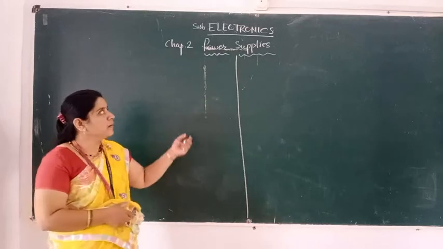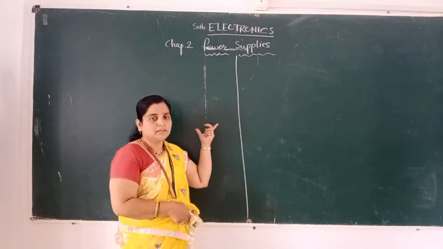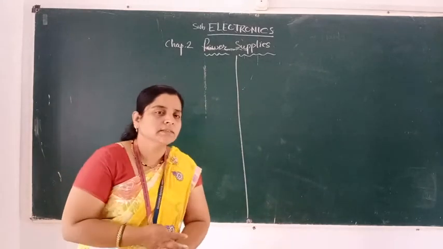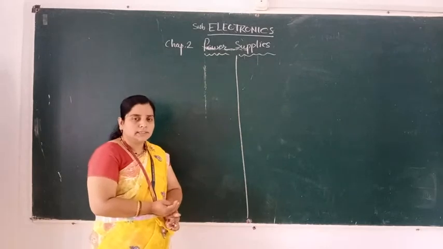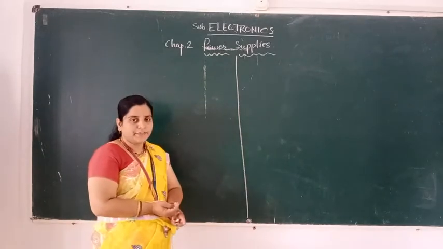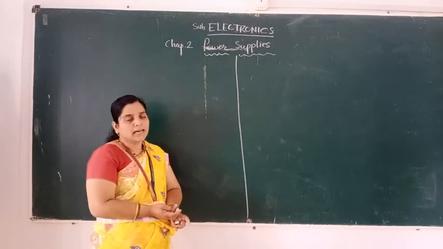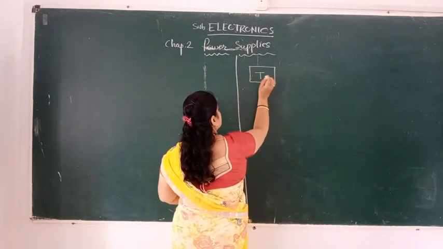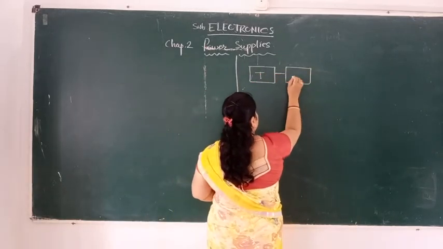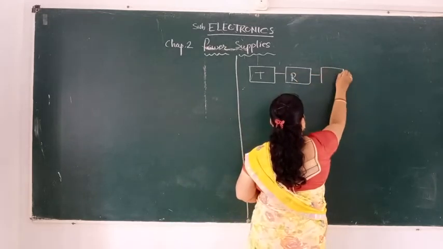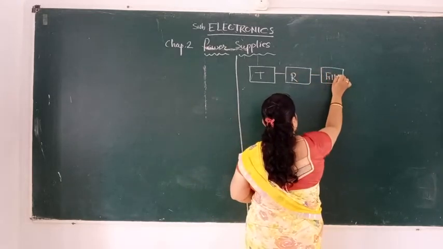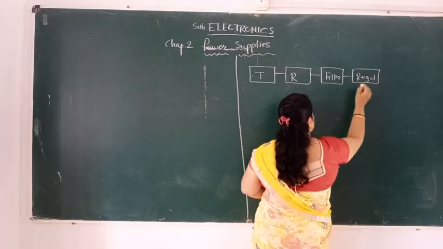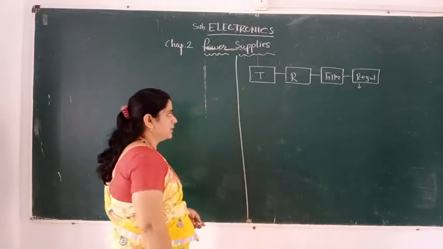We have started the power supply chapter, the second chapter. What we have seen is the basic building blocks of a power supply. The first block is the transformer, the second block is the rectifier, the third block is the filter, and the last block is the regulator. So today we are going to start the regulator.